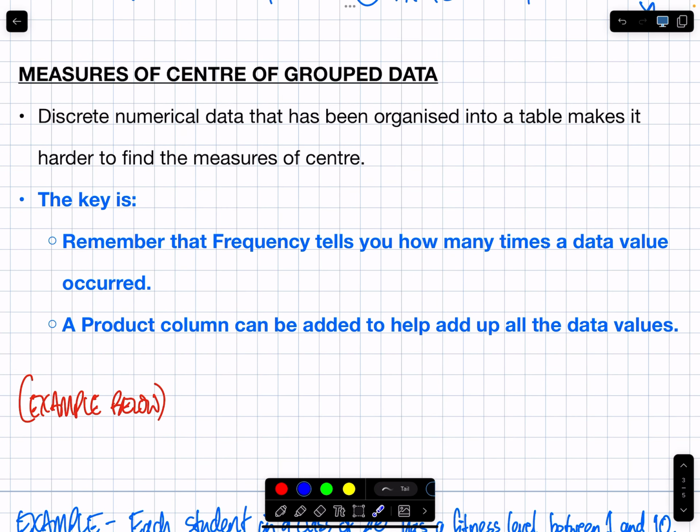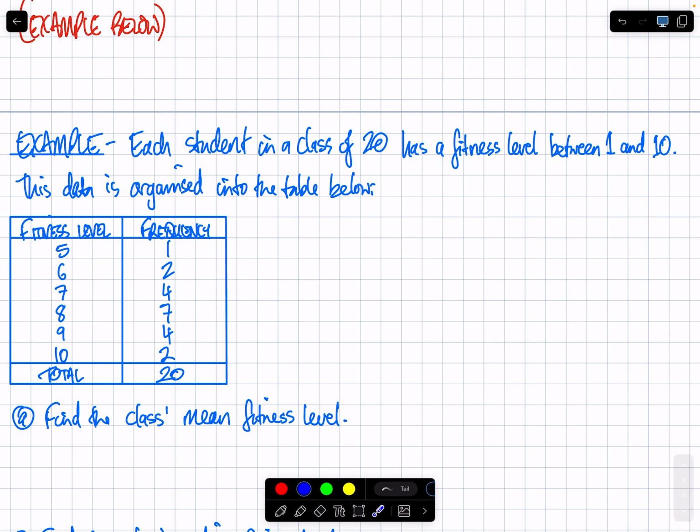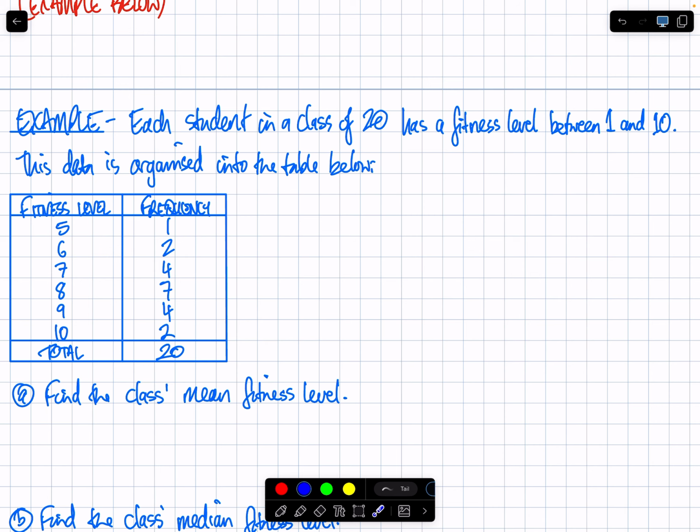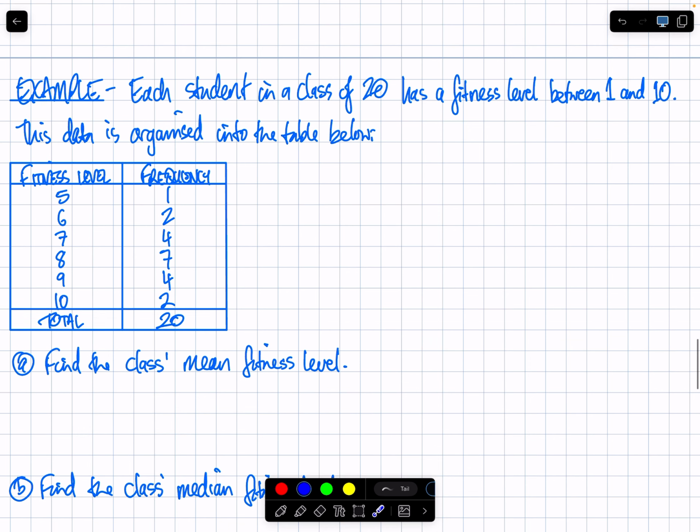The key is, remember the frequency tells you how many times a data value occurred, and also a product column can be added, which helps to add up all the data values. So let's have a look. Each student in a class of 20 has a fitness level between 1 and 10. The data has been organized into the table below, as you can see there.